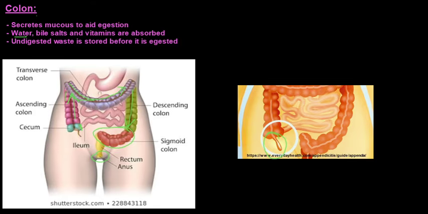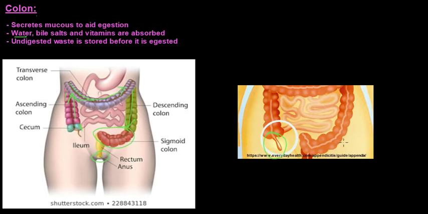Now, the function that they've recently come across, and I've copied the link into the description tab at the bottom of this video, is that it actually has immune functions. So it assists with lymphocyte production. What they believe is that the appendix actually exposes white blood cells to antigens in the gastrointestinal tract, so that the white blood cells can get to know all of these antigens and can build up an immunity to some of the pathogens that might come in.